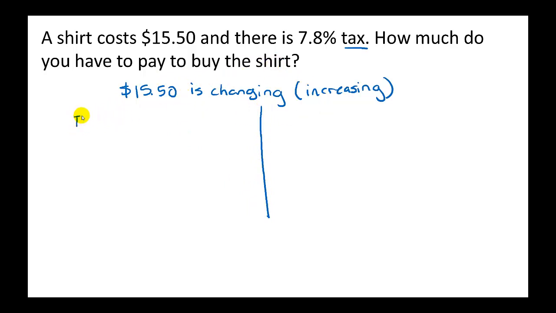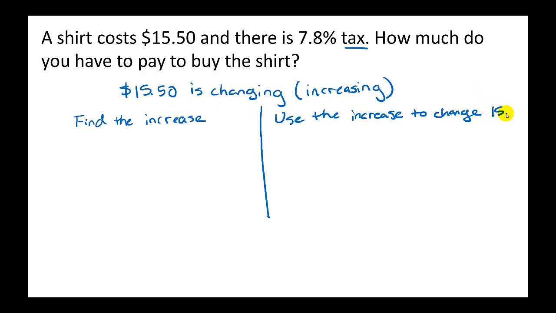We need to find the increase, and then we're going to need to use the increase to change the initial value, which is $15.50. So once we have these set up, we have a good idea of what we're going to do. So starting off, to find the increase, we're taking the percent.